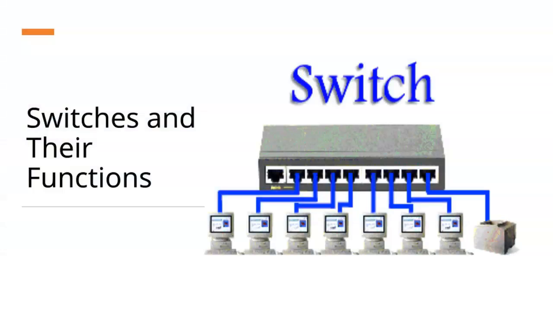A switch is a networking device operating at the OSI model's data link layer, layer 2. Its primary function is to connect multiple devices within a single local area network, LAN, and manage the traffic between them. Here's how a switch works.